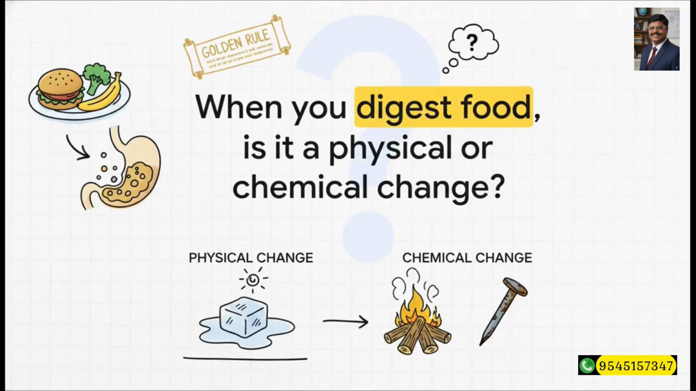All right, your turn. Time to put on your scientist hat. Think about the lunch you ate. When your body digests that food, is that a physical change or a chemical change? Here's a little hint. Your body uses enzymes to break down all that complex food into totally new, simple substances that it can absorb for energy. So, keeping our golden rule in mind, what do you think?